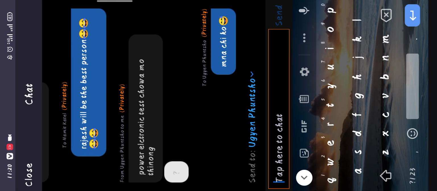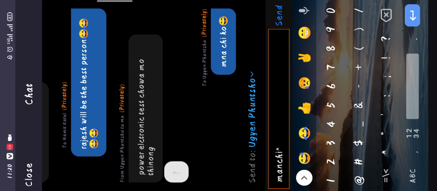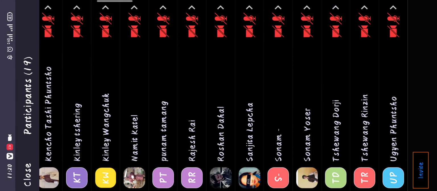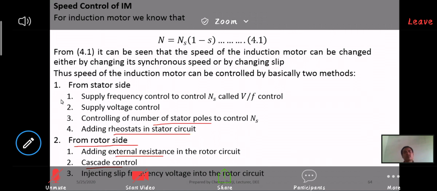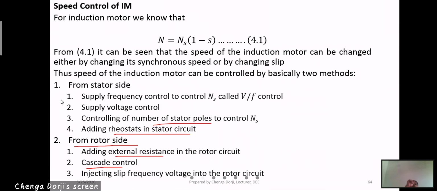Then from the rotor side, you can add external resistance in the rotor circuit, use cascade control, and inject slip frequency voltage into the rotor circuit. These are some of the means, be it conventional or electronics. So you can use conventional methods as well as electronics.